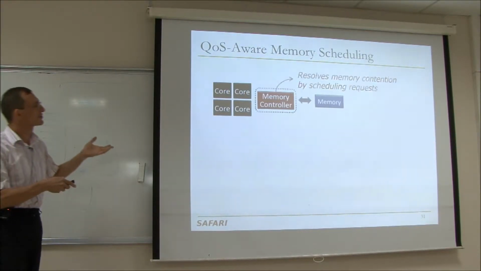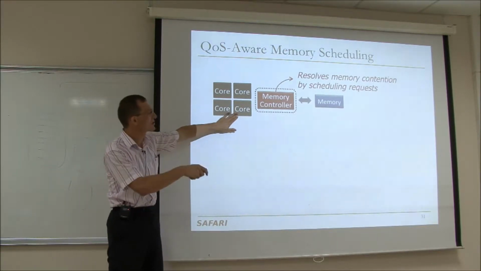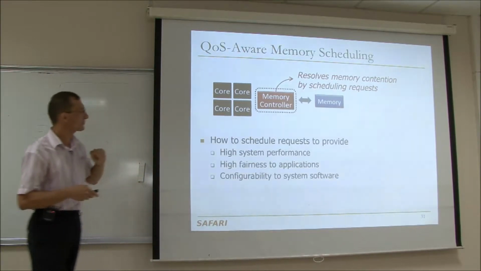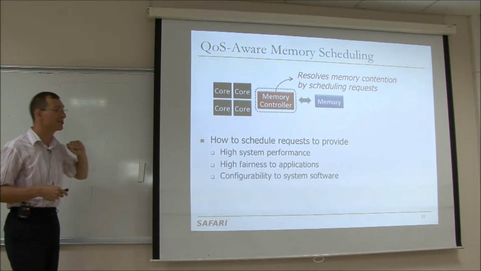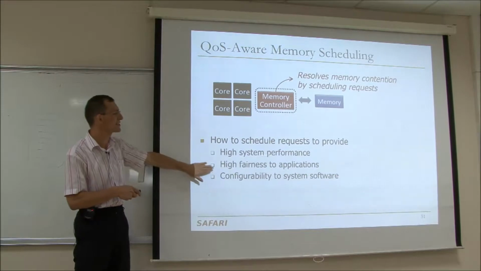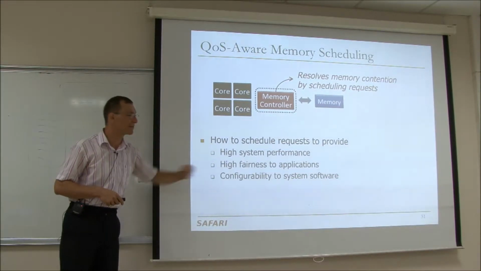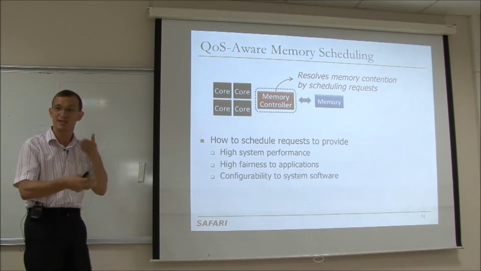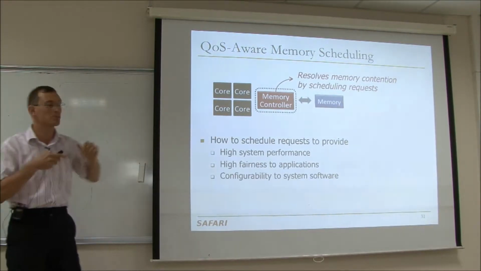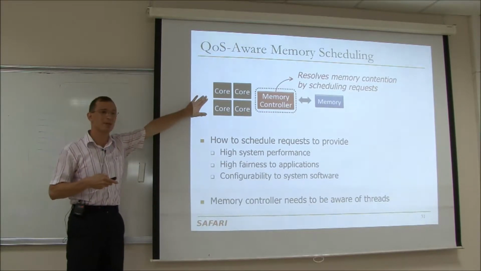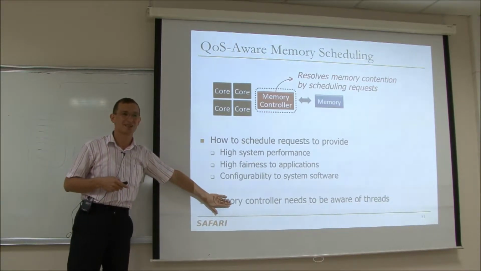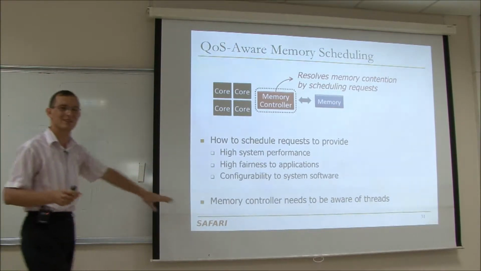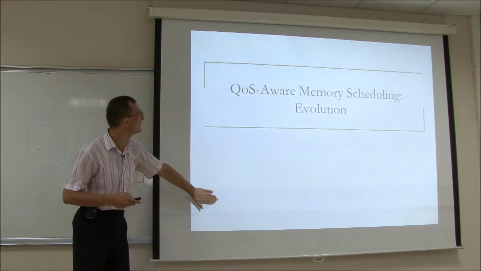So if you look at it, the memory controller sits between the cores and memory. And its job is to resolve memory contention by scheduling requests. The key question that we're going to try to answer is, how do you schedule requests to provide high system performance, high fairness to applications, and some configurability to system software such that the system software can control which application gets how much bandwidth, how much performance. Obviously, to be able to do this, the memory controller needs to be aware of threads. I do not know of any way of doing this without being aware of threads. And if you figure it out, I'd be really interested in learning that. But that's tough, I think.